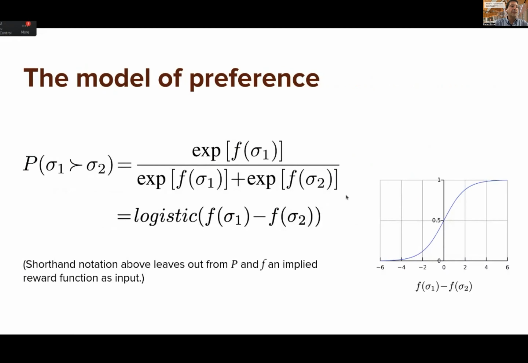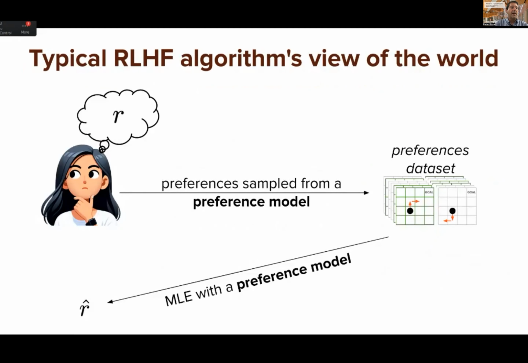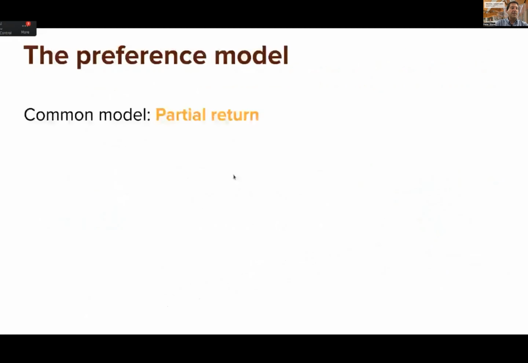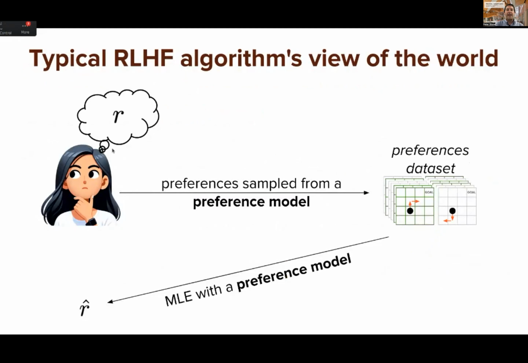There are a number of different models of preferences. Again, due to time, I'll refer you to the papers for a lot of the details. But we can think of it as a person having a hidden reward function in their head. We show them a bunch of pairs of behaviors and ask which one they prefer. Then we try to go back and estimate what that reward function was, with the idea that once we know the reward function, we can do learning.